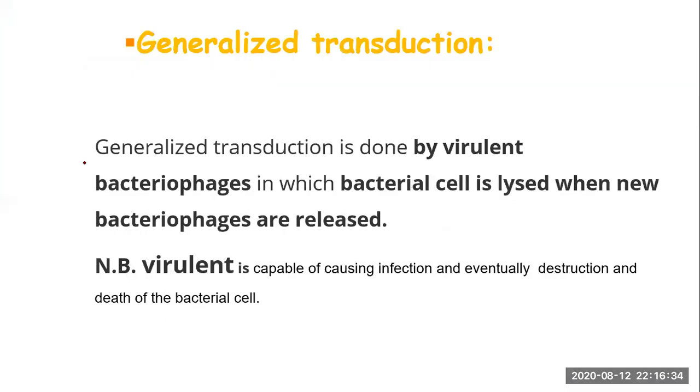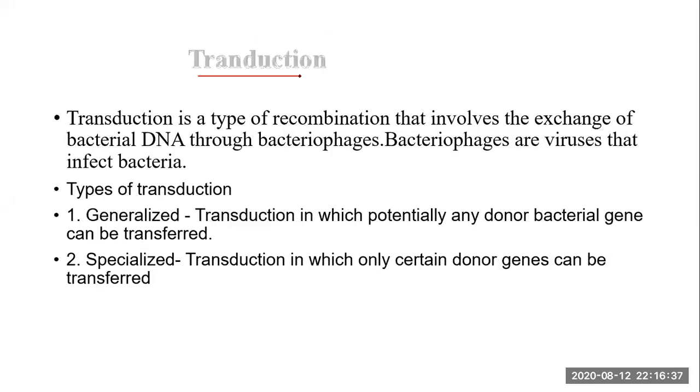Then our next one is the transduction process. Transduction is a recombination process. It is the exchange of bacterial DNA through a bacteriophage, and we already know a bacteriophage is a virus that infects bacteria. Transduction can be of two types: generalized and specialized. In generalized transduction, any donor bacterial gene can be transferred, and in specialized transduction, only certain donor genes can be transferred.